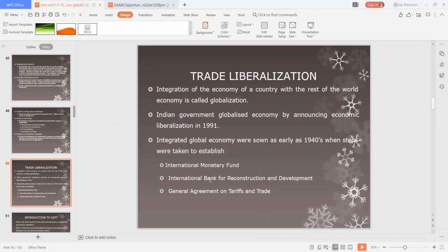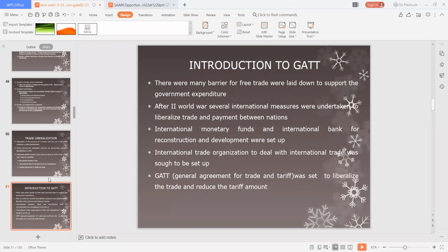International Monetary Fund, International Bank for Reconstruction and Development, General Agreement on Trade and Tariff. So this is the introduction to GATT. There were many barriers to free trade laid down to support government expenditure. After World War II, several international measures were undertaken to liberalize trade and payment between the nations. So that is the reason GATT plays an important role. The International Monetary Fund and International Bank for Reconstruction and Development were set up. An International Trade Organization to deal with international trade was ought to be set up. GATT was set to liberalize the trade and reduce the tariff amount.